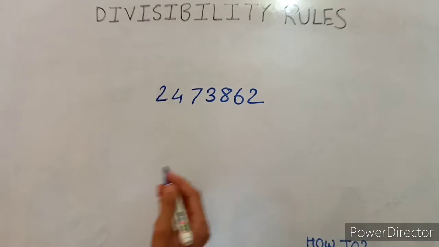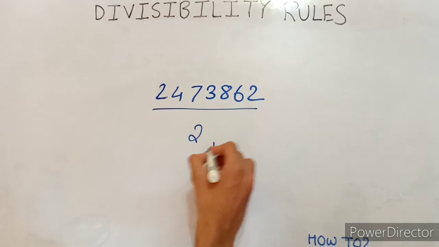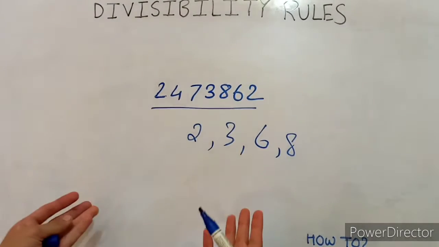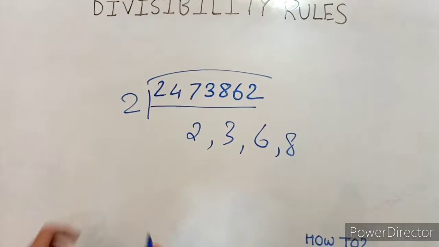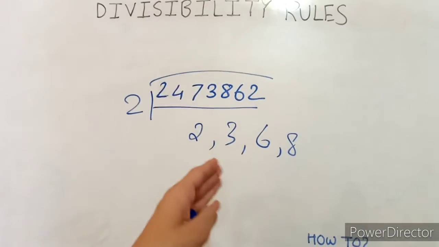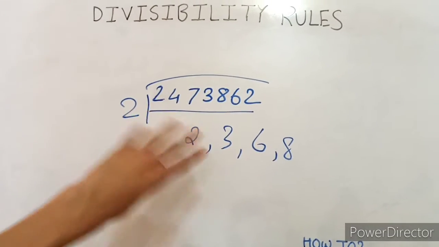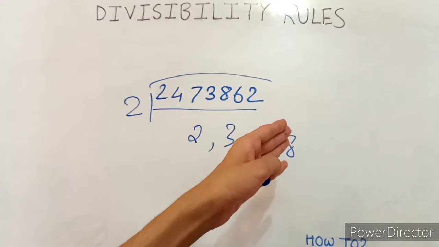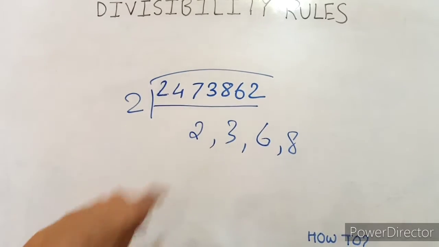Hello friends, want to know whether this number is divisible by 2 or 3 or 6 or 8? What would you opt? You would opt for the long division method for checking whether this number is divisible by 2, 3, 6 or 8 or any other number. But no, don't use that. Let me today show you all the divisibility rules which you will need for doing sums.